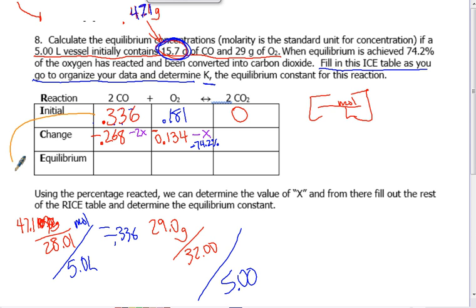This value is the mass divided by the molar mass to convert to moles, divided by the volume, and I got my molarity. I did the same thing with the initial amount of oxygen. 29 grams of oxygen divided by the molar mass divided by the volume gives me 0.181 molar for the oxygen. That's where this value came from.